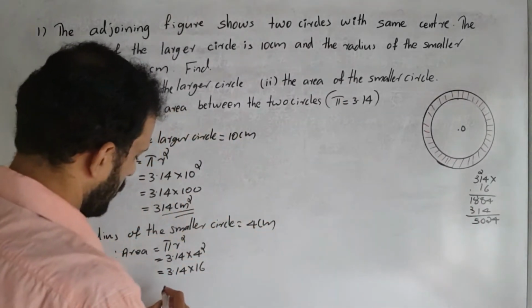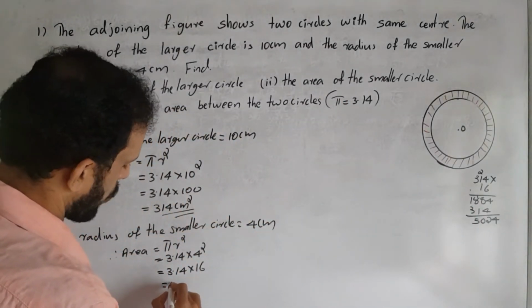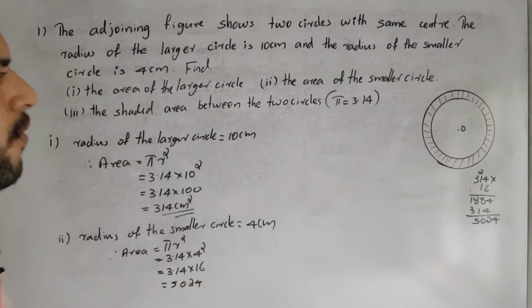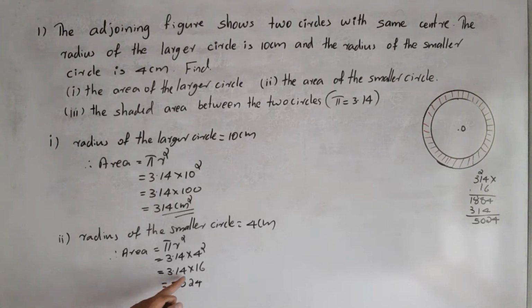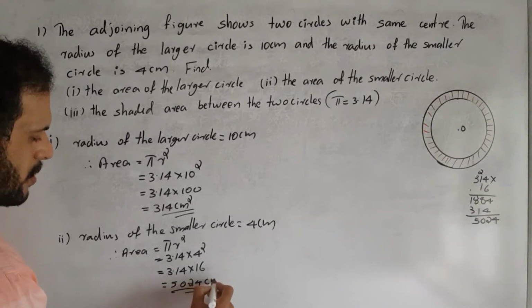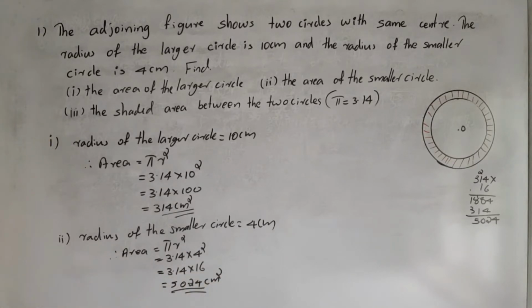So we get the answer, yes, 5024, if we multiply 314 and 16. But here we want to multiply 3.14 into 16. That means in this answer we want to put the decimal point after, yes, 2 digits. Correct. So the answer is 50.24 square centimeter. Okay, 50.24 square centimeter. Then what is the third one?